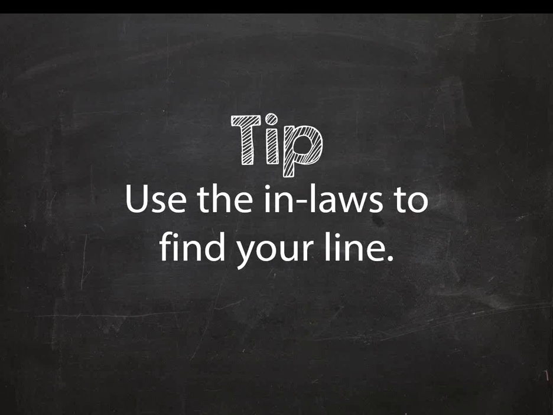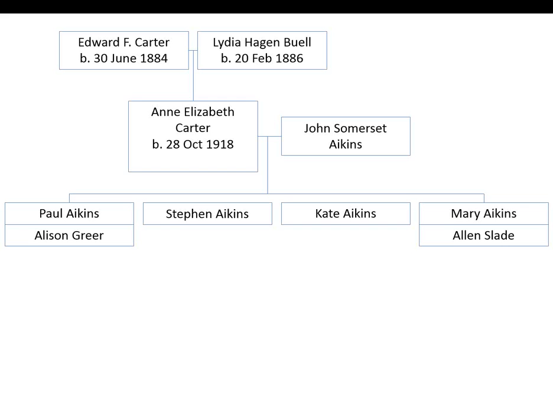So sometimes, even though you're focused on one particular line, you're bringing that one branch down, you can use the in-laws to help find your line. So let's look at this Carter family again. I've done a little bit more research. I know that Anne Carter and John Akins had 4 children, Paul, Stephen, Kate, and Mary. And I know that Paul married a woman named Allison Greer and Mary married a man named Alan Slade. And I'm trying to still bring this line to the present day, but researching the Carter and Akins families, I haven't had too much luck.